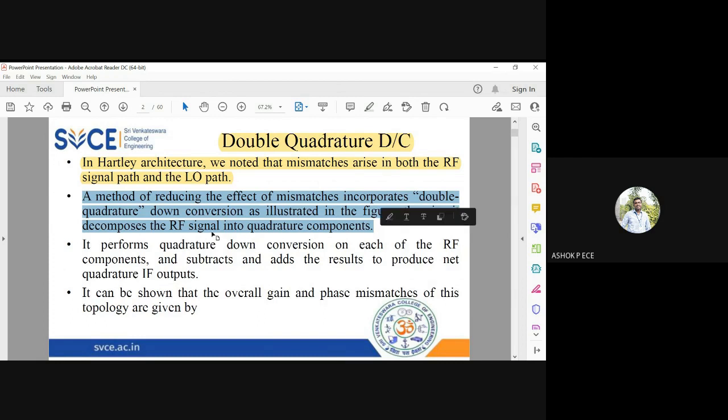So this will decompose your RF signal into quadrature components. And then again, it will work on each RF component with quadrature down conversion. When you finally subtract and add, you will get the final quadrature IF outputs. So that is going to be the concept. I'm going to do IQ splitting 2 times.